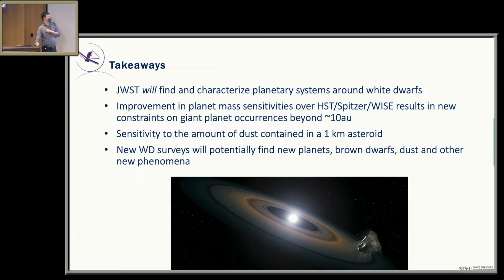JWST will find and characterize planetary systems around white dwarfs. I guarantee it. And it really improves our ability to find planets that should exist, and by a lot. And just remember, we are sensitive to very low levels of dust. It's just really exciting. And hopefully, with a lot of new surveys, we'll find really great and interesting things. Thank you.